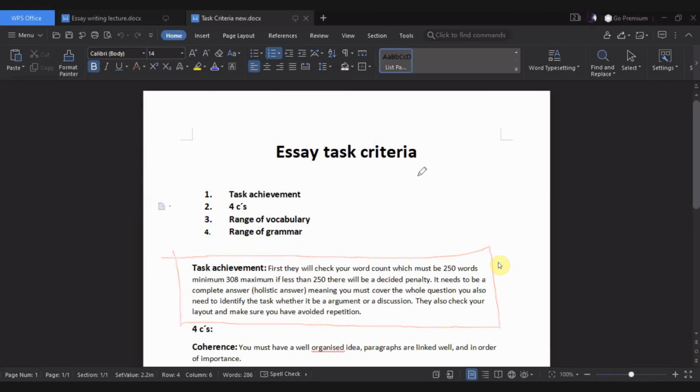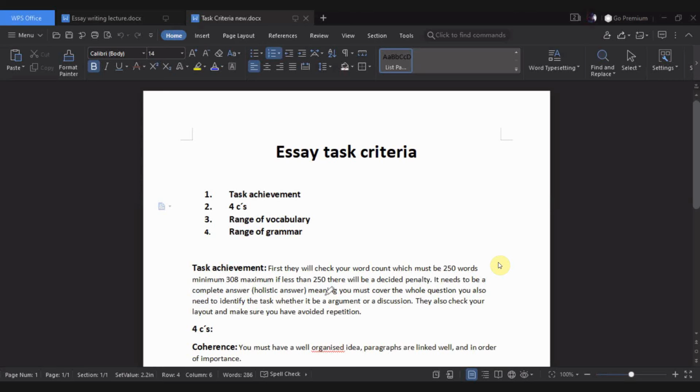Everything related to task achievement or task response. First they're going to check your word count here. After reading your essay and determining the 6 boxes, they're going to go to the task criteria. They're going to read it again, grade it, and give you marks by reading it thoroughly. They're going to read not once, not twice, sometimes 3 times, sometimes 4 times, just to check everything.